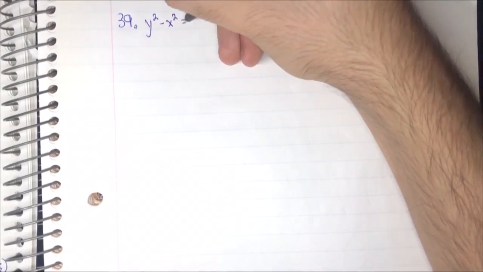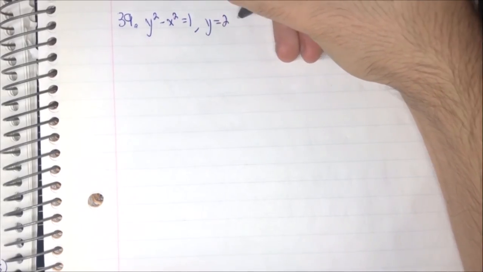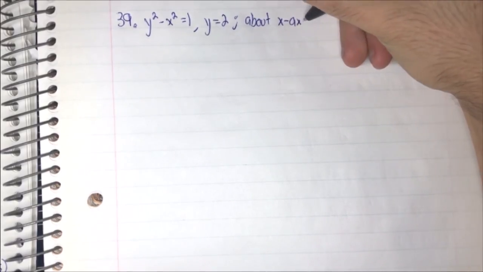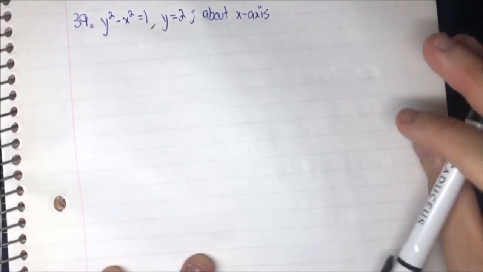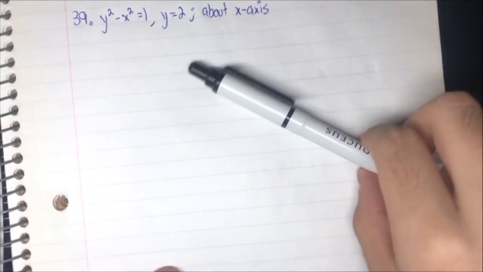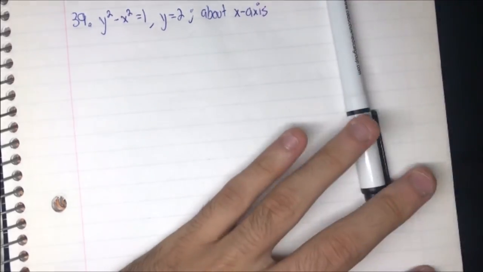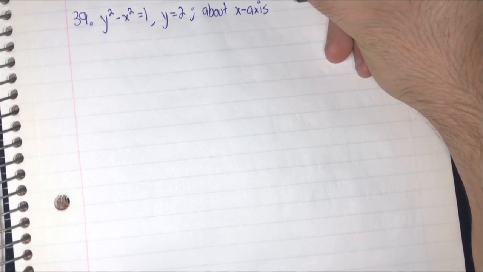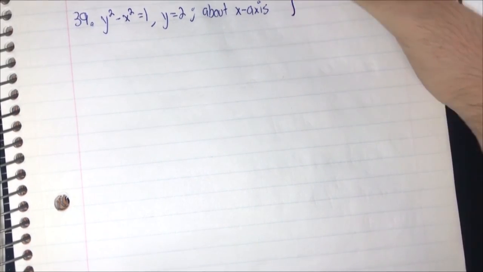Alright, so let's do number 39 now. I already did it once, but I messed up. Alright, so let's see. This is the problem. Y squared minus x squared is equal to 1, comma, y is equal to 2 about the x-axis. And when I looked this up online, it doesn't give me the other method. They don't use the shell method, so I'm not going to use the shell method. I'm going to use the method from the last section, if that's cool with y'all.